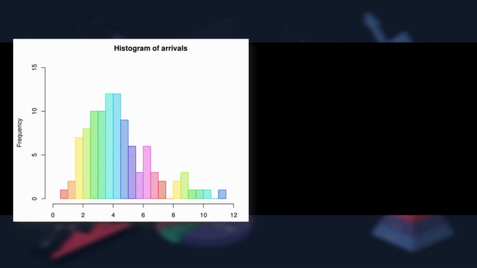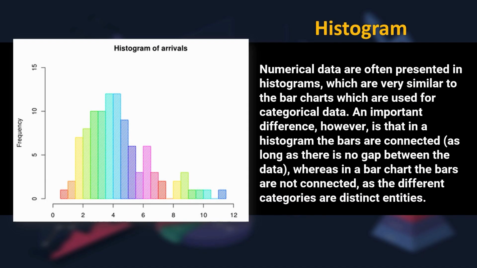The third one is the histogram. Numerical data are often presented in histograms, which are very similar to the bar charts we discussed earlier, and they are also used for categorical data.